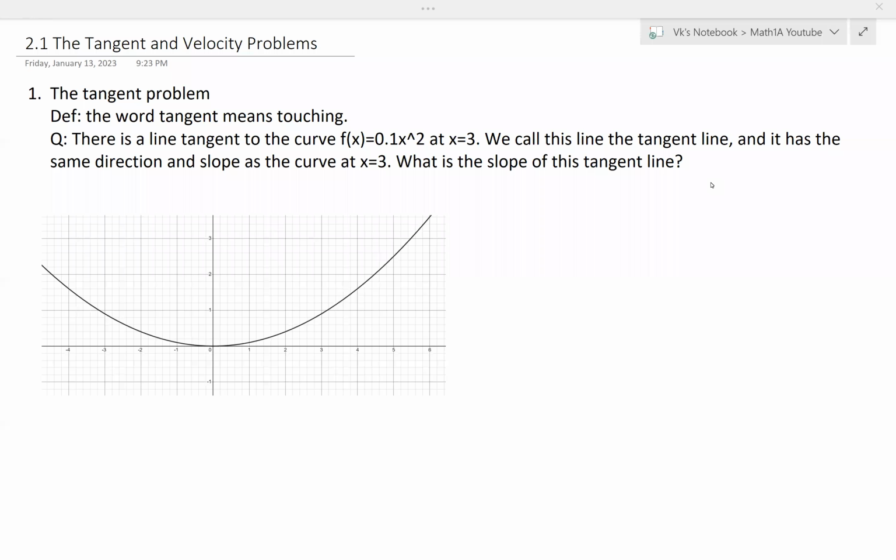Question for you guys. There's a line tangent to the curve f(x) = 1 + 0.1x² at x = 3. We call this line the tangent line, and it has the same direction and slope as the curve at x = 3. What is the slope of this tangent line?